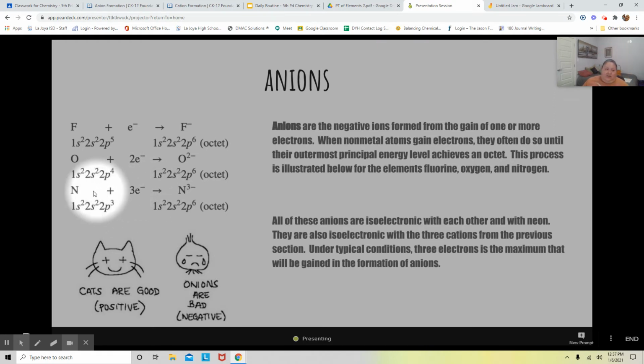Yes, sir. So if you have nitrogen with no charge and you add 3 electrons to it, it's going to end up with a -3 charge, just like you see here. And that's going to give you the octet of electrons that you need. All right. All of these, hold on.